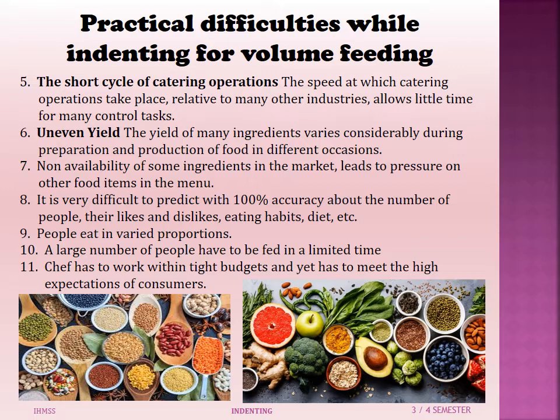Non-availability of some ingredients in the market leads to reliance on other food items on the menu. It is very difficult to predict with 100% accuracy the number of people, their likes and dislikes, eating habits, diets, etc. People eat in varying proportions. A large number of people have to be fed in a limited time. The chef has to work within a tight budget and yet has to meet the high expectations of customers.